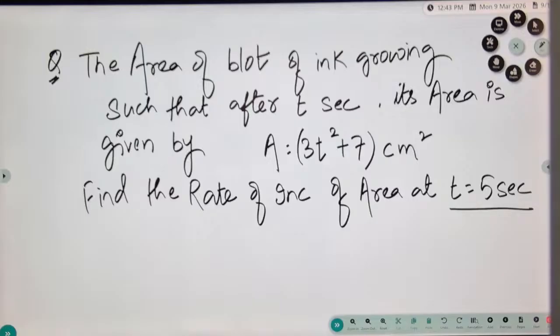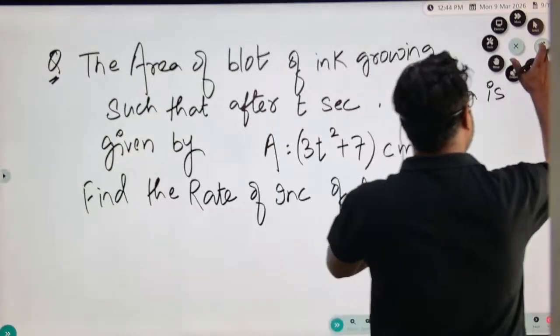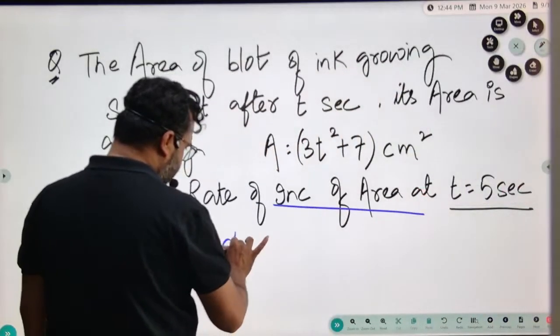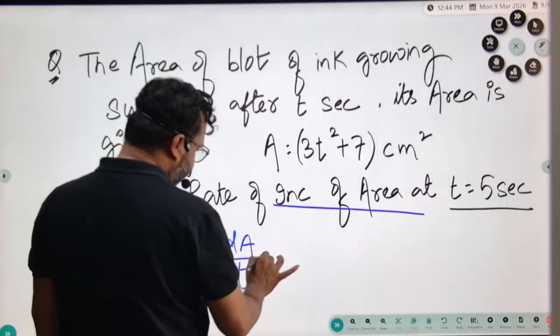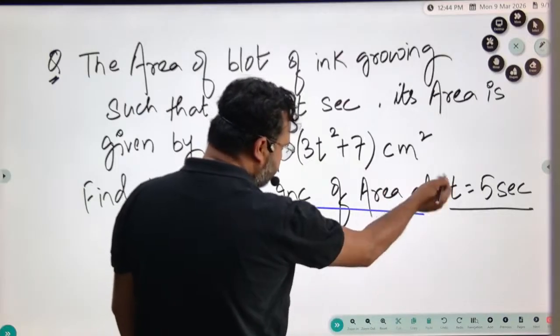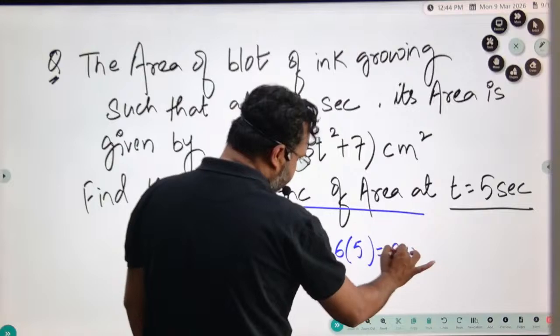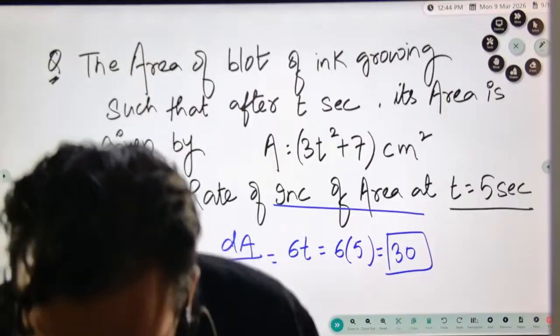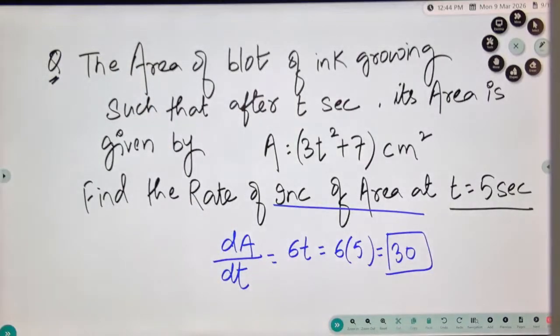Thirty. Yeah, what's your answer? 30. Yes. So we need to find the rate of increase of area. That means dA over dt we need to find. Clear? So if you observe, it is 6t. So 6 times t is what? 30. 30 is the required answer. Any doubt? It is equal to this at 3 seconds. After 3 seconds. Yeah. Okay.